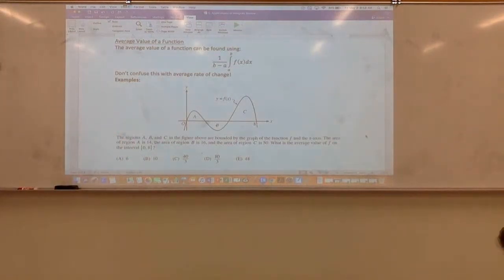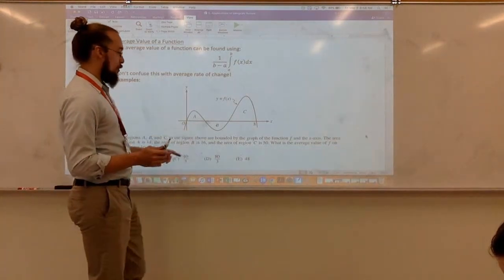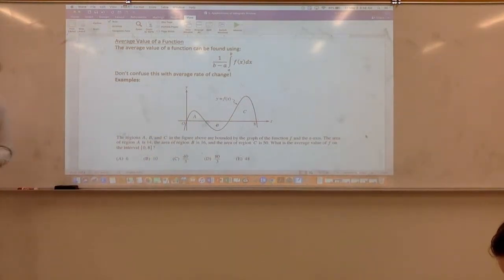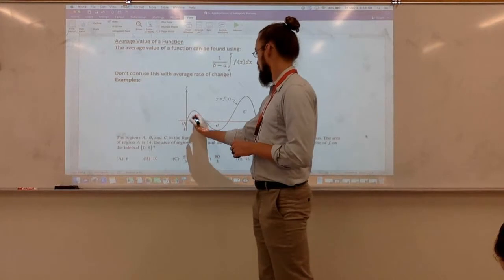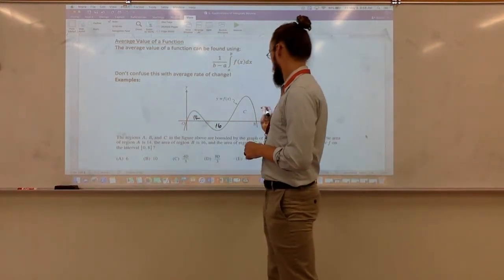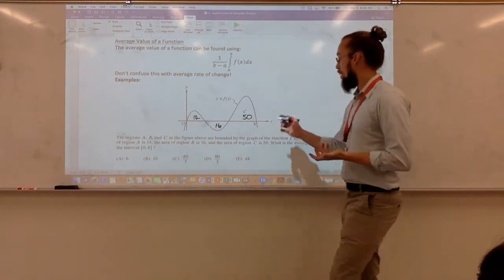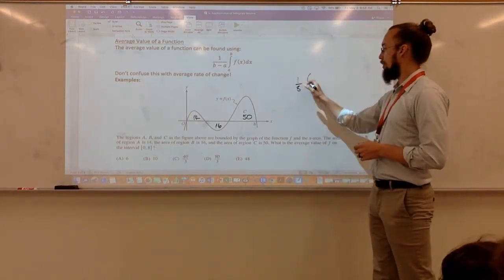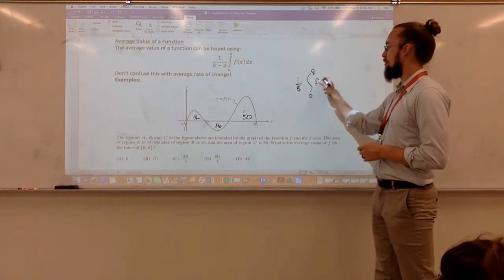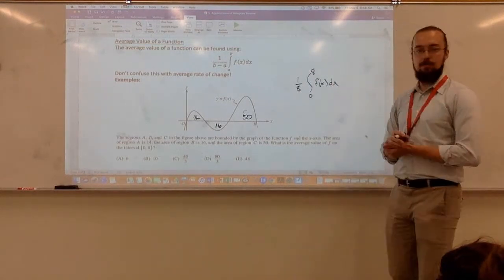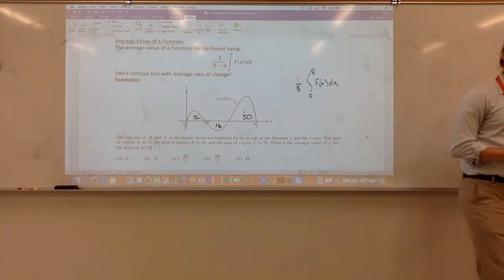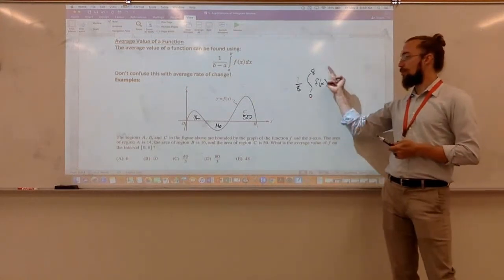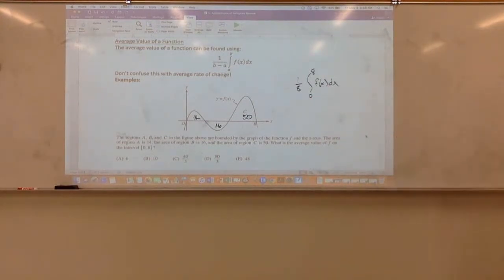So here's an example given a graph. And it says we want to find the average value of this function on the interval 0 to 8. And we're given that these areas are 14, 16, 15. So average value would be 1 over 8 times the integral from 0 to 8 of f of x dx. Well, instead of finding an antiderivative, we're just given the area under the curve. And remember, an integral just means area under the curve.